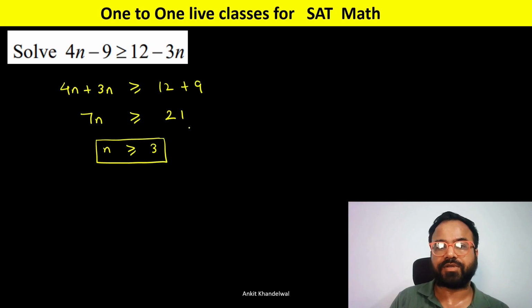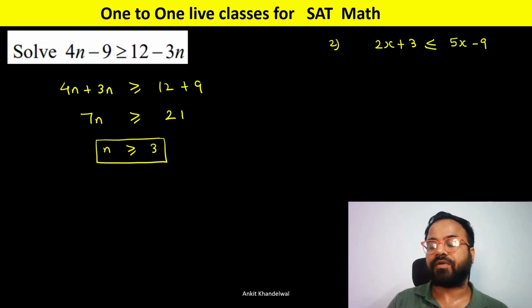In the same way, suppose we have to solve this: 2x plus 3 is less than or equal to, let's say, 5x minus 9. Now if I want to solve this, I will subtract 5x on both sides, and I'll subtract 3 from both sides, so negative 5x, negative 3. Now 2x minus 5x is minus 3x, less than or equal to negative 12.